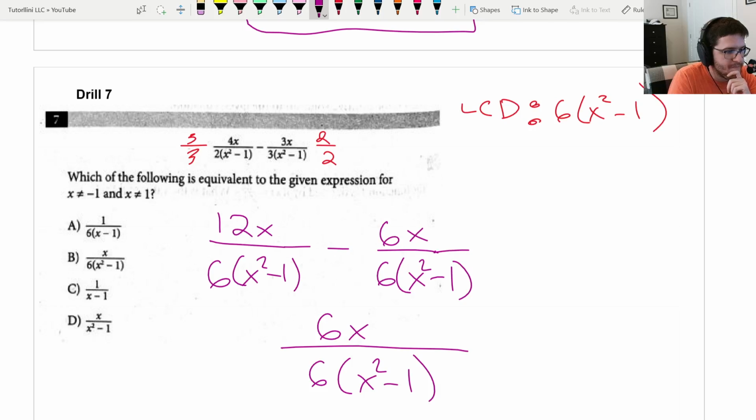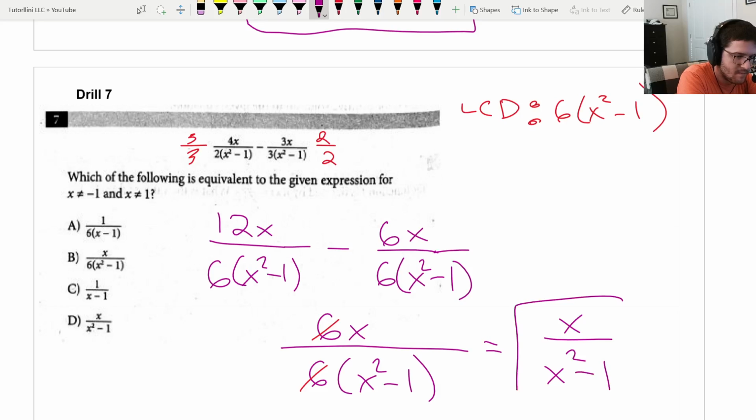I might have. Let me see. No, it looks good. We have a 6 on the top and bottom, so this guy goes away, and we're left with x over x squared minus 1. And that gives us answer choice D, which is correct.